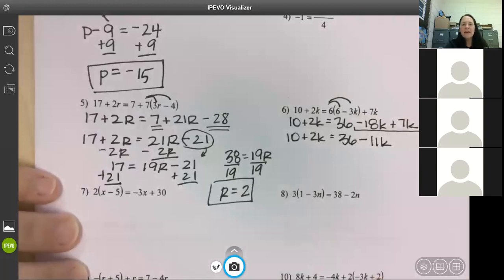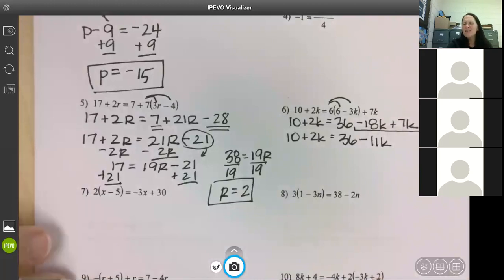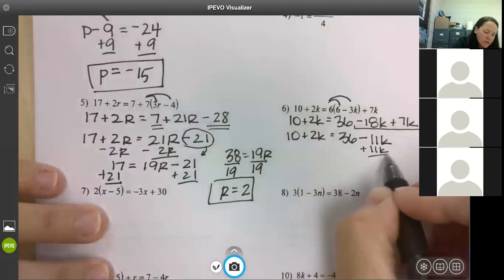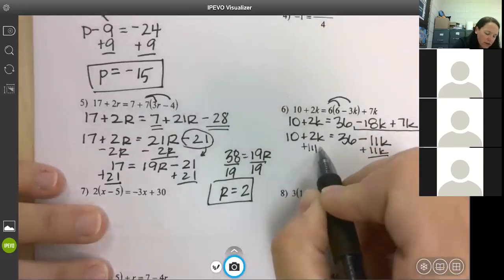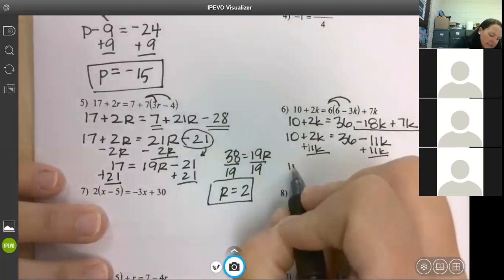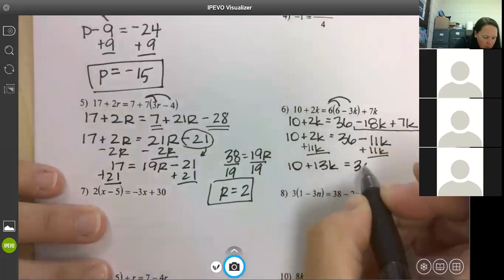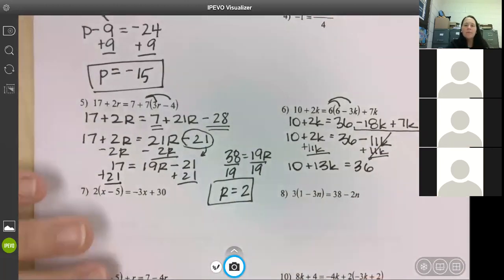Which one is your smallest K now? Negative 11 is actually your smaller one, but is it okay if you move your 2 first? Yeah, so you do whatever you want to do. I'm going to add the 11. If you move the 2, that's fine. There's nothing wrong with that. So we get 10 plus 13K equals 36.